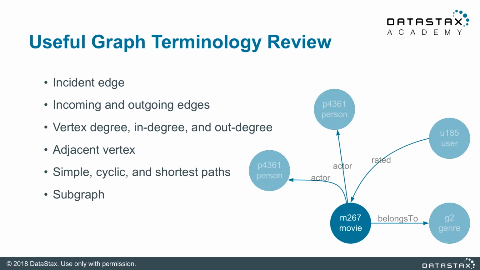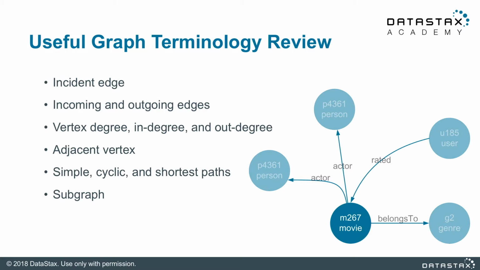There are special types of paths in graph theory. There's a simple path, which is a path that cannot repeat an edge or vertex. There's also cyclic paths. A cyclic path is a path with repetition and therefore cycles. There's also the shortest length path. This represents a path with the least number of edges to get from one vertex point to the other. Finally, subgraphs. A subgraph S of a graph G is a graph whose vertices are a subset of the vertex set of G, and whose edges are a subset of the edge set of G. So here we have a subgraph of movie and person out of our full graph.